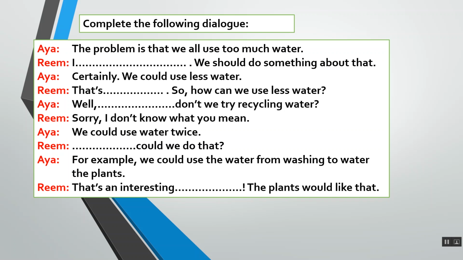The problem is that we all use too much water. I agree. We should do something about that. Certainly, we could use less water. That's true. So how can we use less water? Well, why don't we try recycling water? Sorry, I don't know what you mean. We could use water twice. How could we do that? For example, we could use the water from washing to water the plants. That's an interesting idea. The plants would like that.